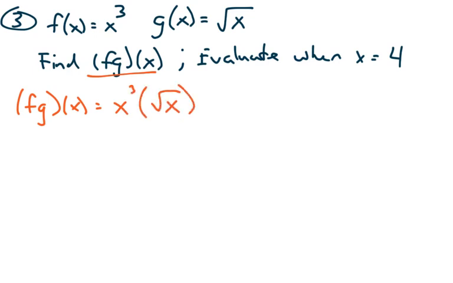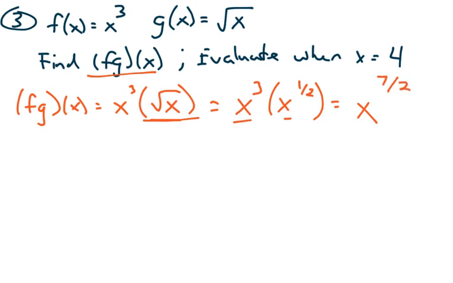Now, what I'm going to do is rewrite this square root of x as x to the 1/2 power. Remember, square root is the 1/2 power. Now, if you have the same base like I do here, and you're multiplying those bases, you can add the exponents. So 3 plus 1/2 would be 3 1/2, obviously. And if you turn 3 1/2 into an improper fraction, what you get is x to the 7/2 power. That would be your final answer.